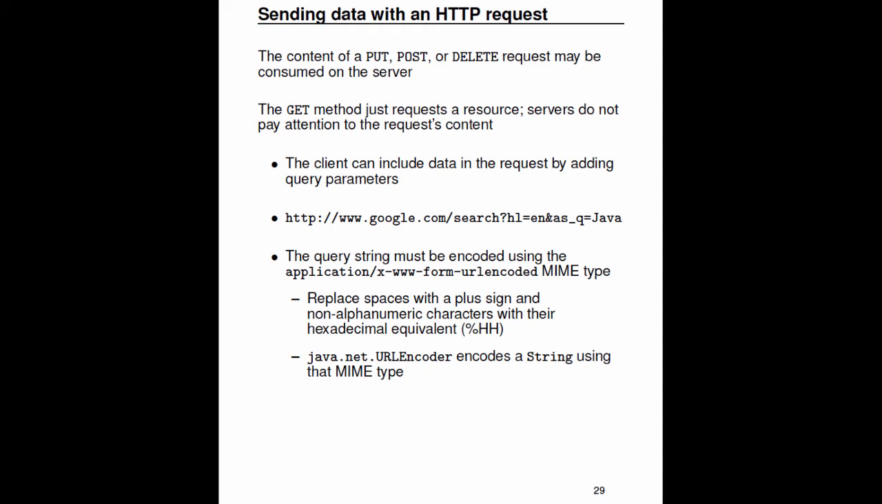So I want to spend a little bit of time talking about the various methods, the various verbs for HTTP. Now a GET will just request a resource. And remember how we said that an HTTP request has a first line, then all of the header key-value pairs, and then it might have an optional content, an optional message associated with it.